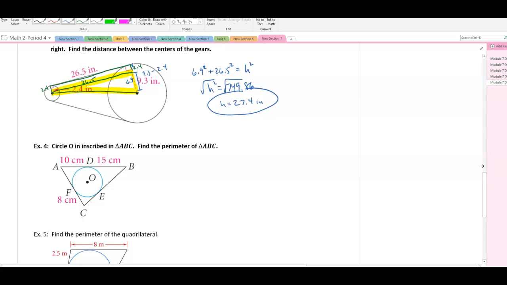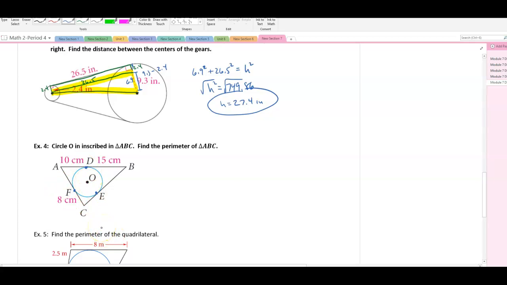Example 4, though, this is different. Okay? So we have to be able to do this. So right away here, I need to find the perimeter of this outside triangle. So what we say is the circle is inscribed in this triangle. Anytime you see problems like this, you have to know that if the line appears to be tangent to the circle, it is. So all of these lines are tangent to the circle.